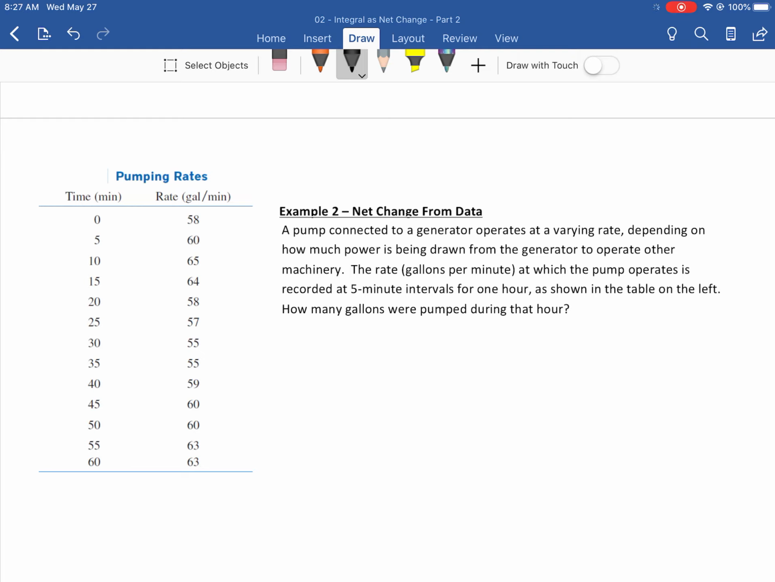The rate, gallons per minute. Okay, and my brain's already flashing at this. It's looking at gallons per minute, and I'm going, okay, if I can take the gallons per minute and multiply that by minutes, I'll get the gallons, which is what I'm after here. So I'm already looking at those units and helping me organize in my brain how this is all going to work. How many gallons were pumped during that hour?